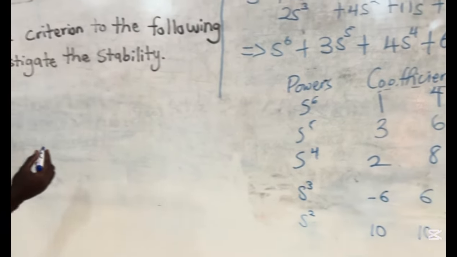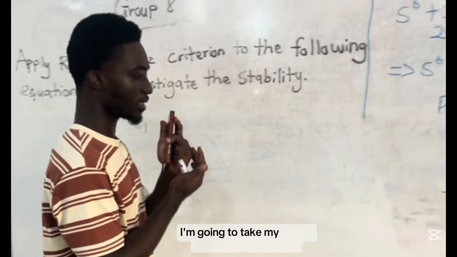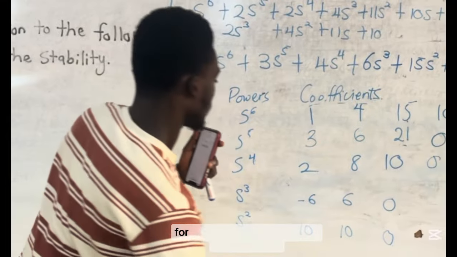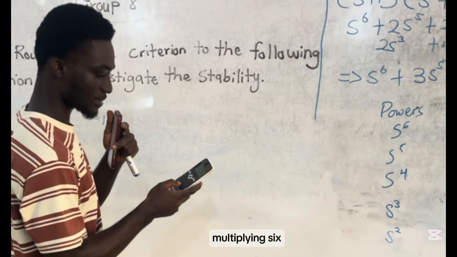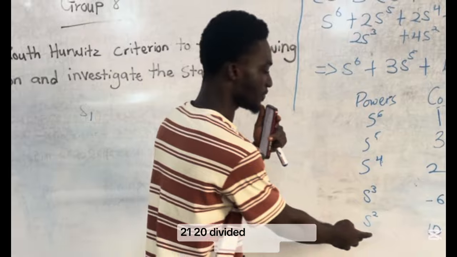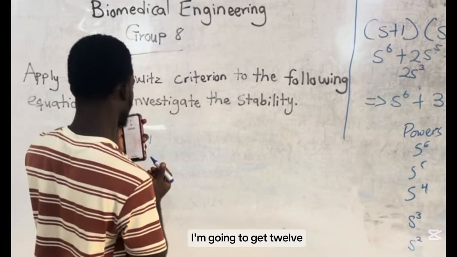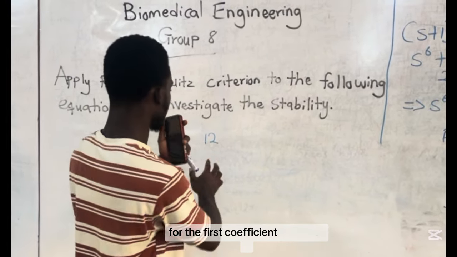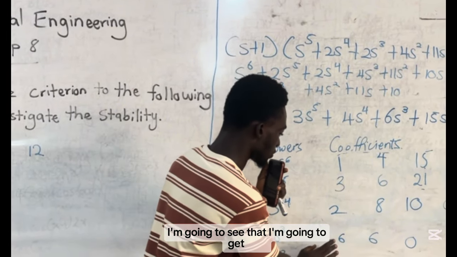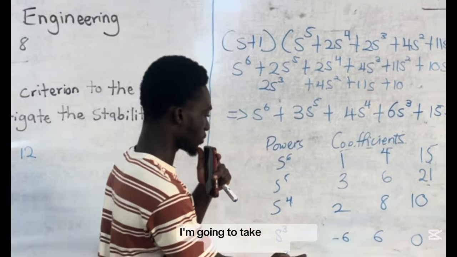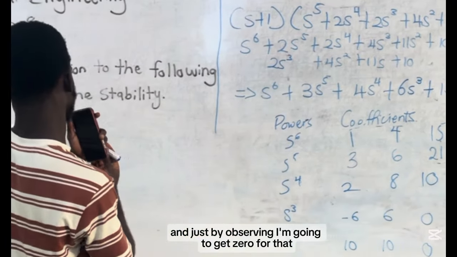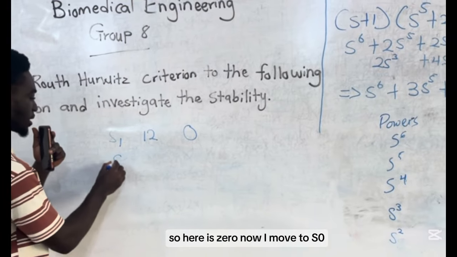Now I come to S1. For S1, I'm going to take my 2 by 2 matrix from minus 6, 6, 10, and 10. The determinant for that is going to be 10 multiplying 6 minus 10 multiplying minus 6, so the determinant is 120. 120 divided by this 10, I'm going to get 12, so the first coefficient for S1 is 12. Now the second coefficient for S1, by observation, I'm going to get 0. I take the 2 by 2 matrix, minus 6, 0, 10, 0, and just by observing, I'm going to get 0 for that.